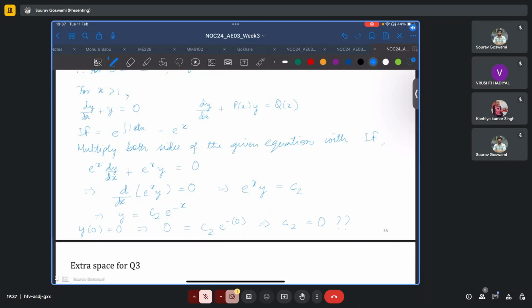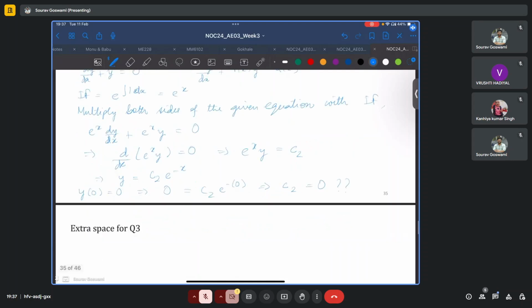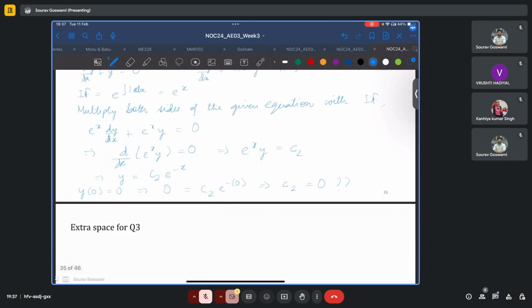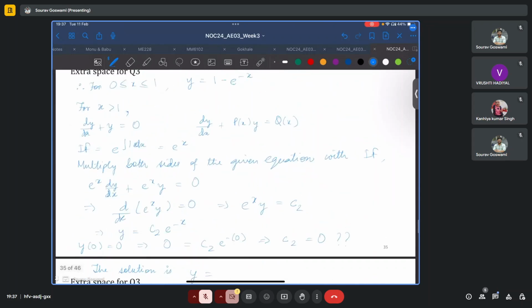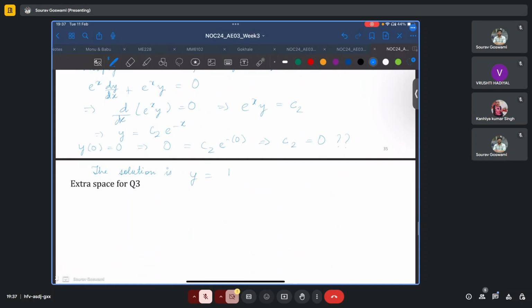Can we think of some other way to obtain c2? Let us see. So till now we have obtained the solution as 1 minus e power minus x for 0 less than or equal to x less than or equal to 1, and some c2 times e power minus x for x greater than 1.